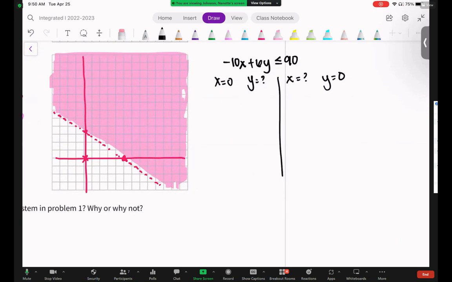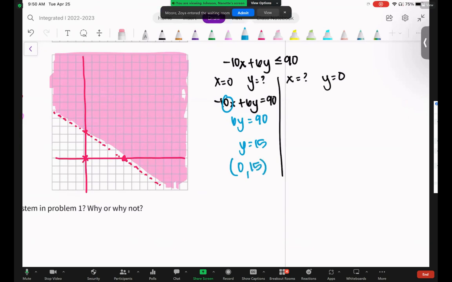So I'm just going to plug in. So this would say negative 10x plus 6y is equal to 90. And again, I'm using equal to because I'm just looking for the point. So x is 0, so that says 6y equals 90. So therefore y equals 15. And our point is 0, 15, which is all the way up there, right?